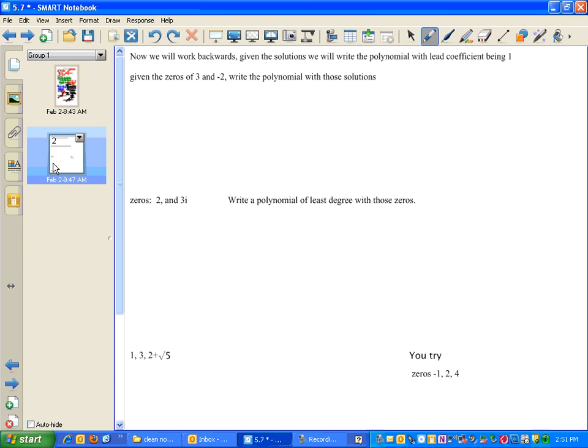So, first one's easy. If I tell you that my zeros are 3 and negative 2, that means I'm telling you that x equals 3 and x equals negative 2. Does that make sense? If I need a polynomial expression, I need it in factored form. So let's work backwards. What would my factors be if x equals 3 and x equals negative 2? x minus 3 and x plus 2.